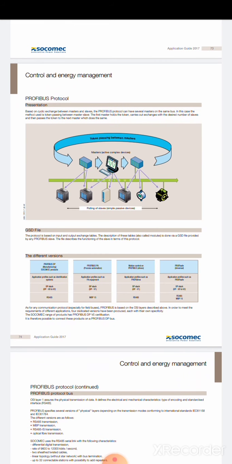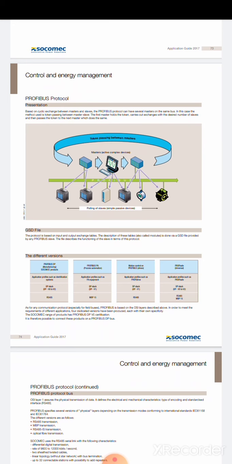Presentation based on cyclic exchange between masters and slaves. The Profibus protocol can have several masters on the same bus. In this case, the method used is token passing between master and slave. The first master holds the token, carries out exchanges with the desired number of slaves, and then passes the token to the next master, which does the same.